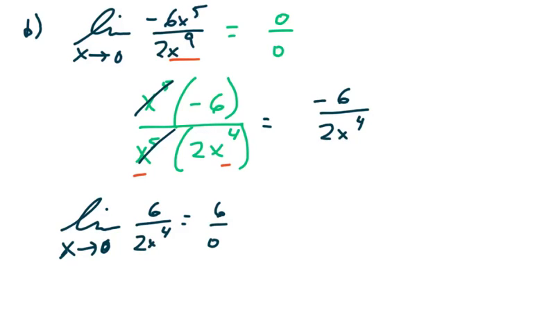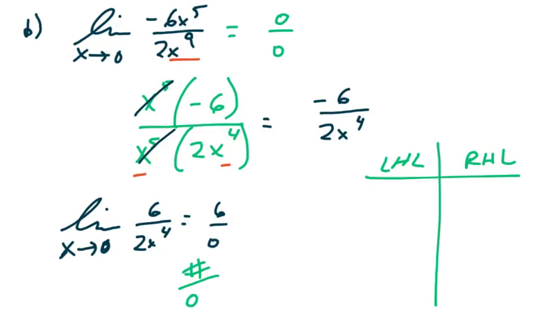Now, that cannot be a final answer. A lot of people, when they plug this back in and get 6 over 0, want to just say does not exist, right? Because 6 over 0 is an undefined value. That is not a correct final answer, though. Anytime we get a number over 0, we have to do our left hand, right hand split. So that's where we have to go with this problem.